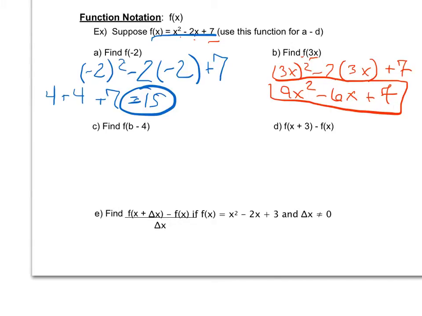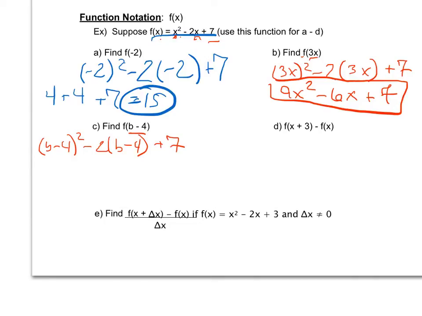Getting a little bit more difficult. What if I have f of b minus 4? Now I no longer have a monomial. Now I have this binomial. All right, no problem. Works the same way. I go to my function. I put b minus 4 in for every variable. So instead of x squared, I have b minus 4 squared minus 2 times b minus 4 plus 7.